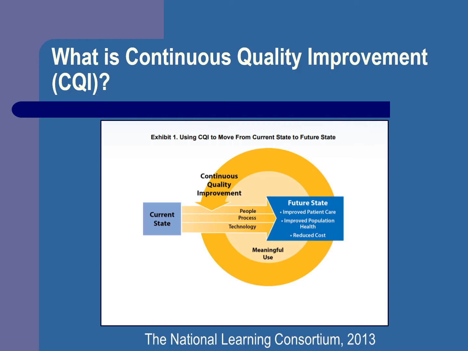Continuous quality improvement begins with a critical assessment of the current state of healthcare delivery methods. Once we identify a concern in those methods, we then would integrate a continuous quality improvement initiative to make tangible changes that are going to improve patient care, improve population health, and reduce cost.